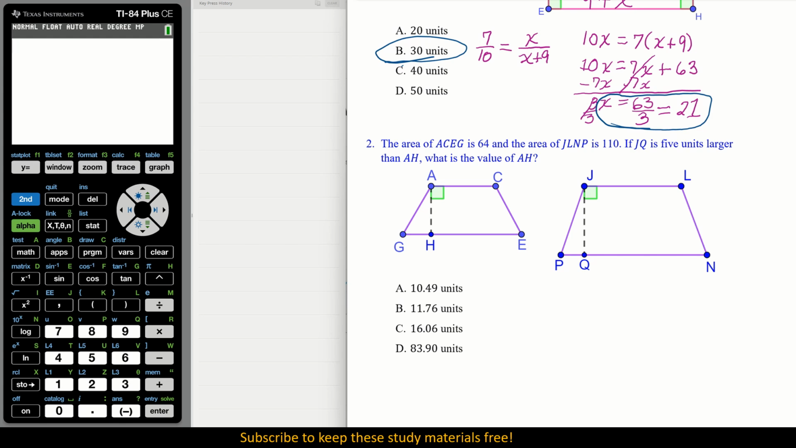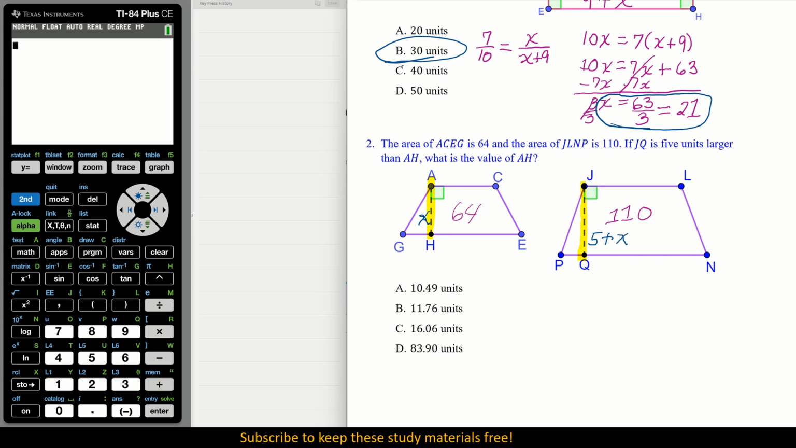The area of ACEG is 64, and the area of JLNP is 110. If JQ is 5 units larger than AH, what is the value of AH? So what are we really doing? With JQ, they're saying 5 units larger, so 5 plus, well, let's call this X. And that means we're looking for the value of X, just as we've done before.